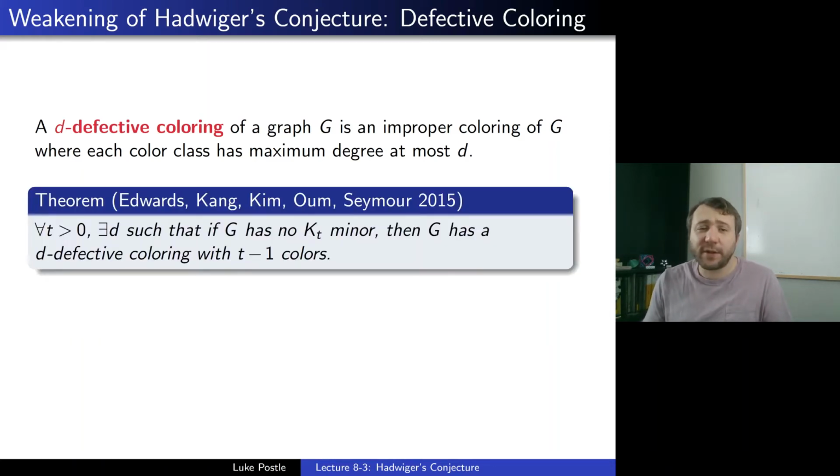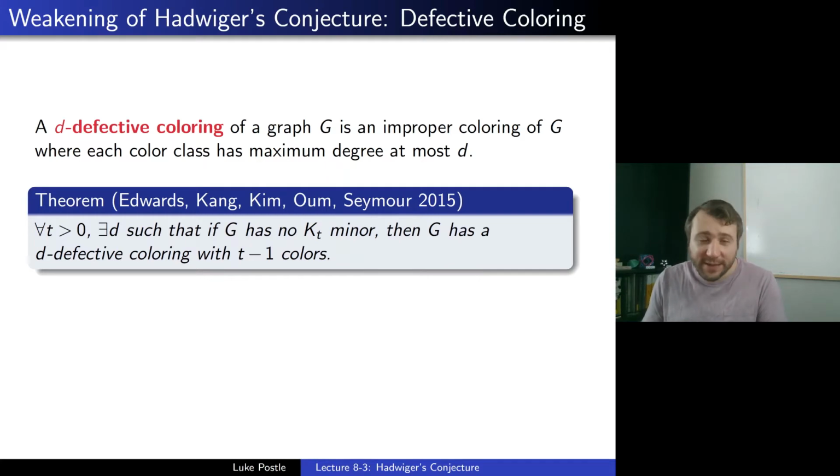This was a result of Edwards, Kang, Kim, and Seymour from 2015, that for every t there is some D such that if G has no K_t minor, then you have a D-defective coloring with t minus 1 colors, the right number of colors. We won't go through the proof, but I think it's a very nice result, and the proof is maybe only a page, so if we had more time, we would cover it, but maybe go read it yourself.